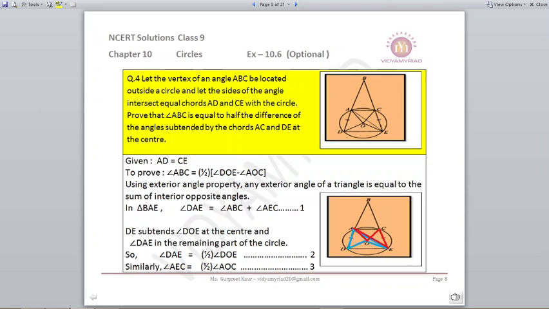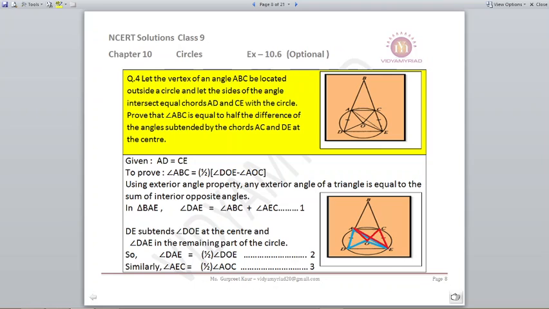at the center. So it means that we are given that the chords are equal, that is AD is equal to CE. We need to prove that angle ABC is equal to half of angle DOE minus angle AOC. Now what we are going to do is focus on the triangle BAE. In this, what we will do is we will use the exterior angle property.